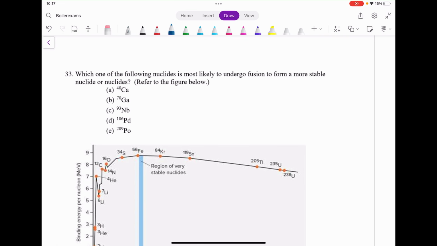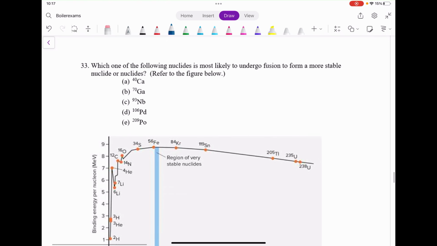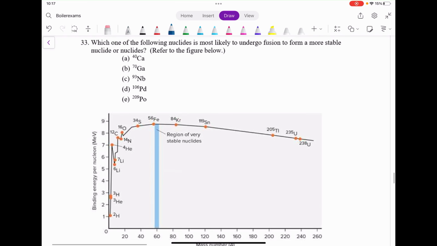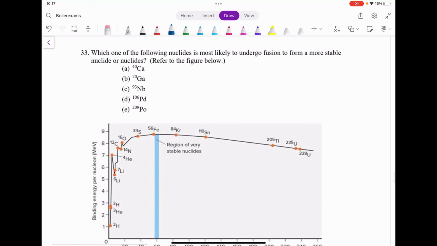Which of the following nuclides is most likely to undergo fusion to form a more stable nuclide or nuclides? Refer to the figure below. The further you go on the endpoints, the less stable you are. First of all, what is fusion? Fusion is fusing together. You can imagine two smaller particles coming together to form one bigger atom. So they are fusing together.